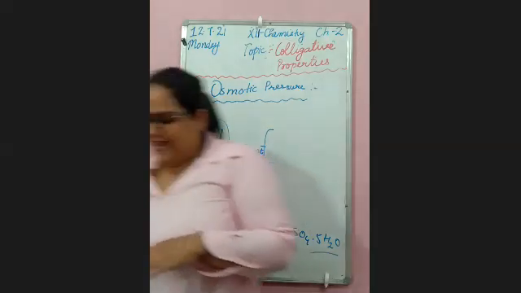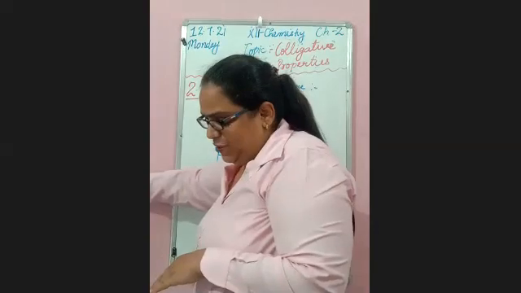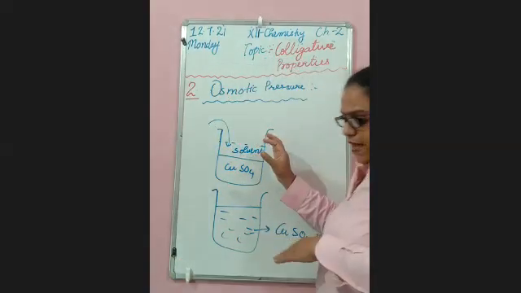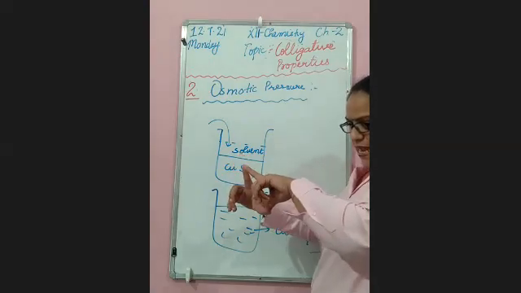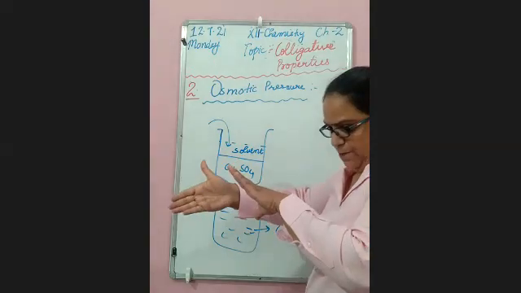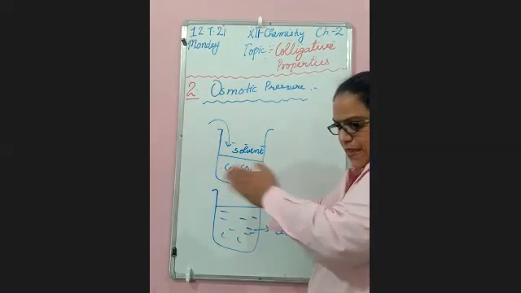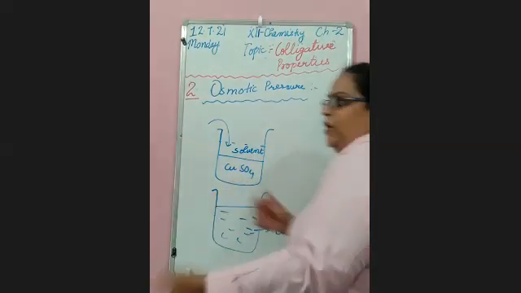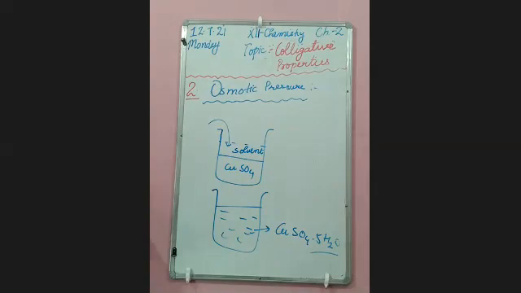Suppose this is any passage or gate, and I am allowing only solvent molecules to pass through it. But whenever the solute comes, this door closes and it restricts the movement of solute molecules. So that membrane is a semi-permeable membrane.